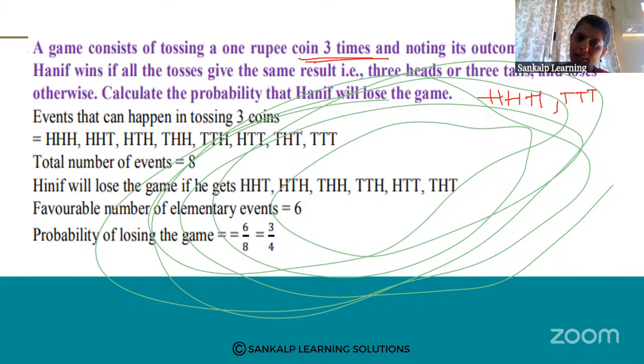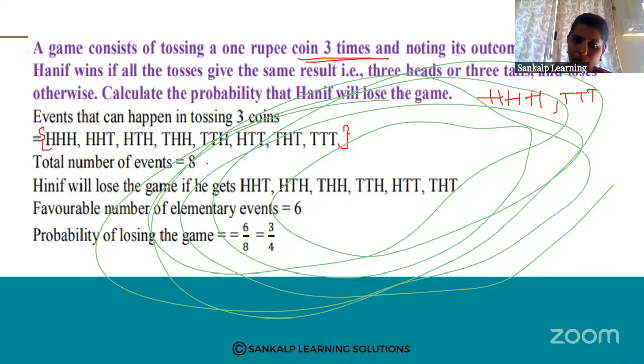Okay. So events that can happen in tossing 3 coins, that is, it may be head, head, head, head, head, tail, or it may be head, tail, head, or tail, head, head, or tail, tail, head, or head, tail, tail, or tail, head, tail, tail, tail, tail. That means how many events you will get? 1, 2, 3, 4, 5, 6, 7, 8. 8 events can happen after tossing 3 coins at a time. So if we toss 3 coins, you will get 8 results.